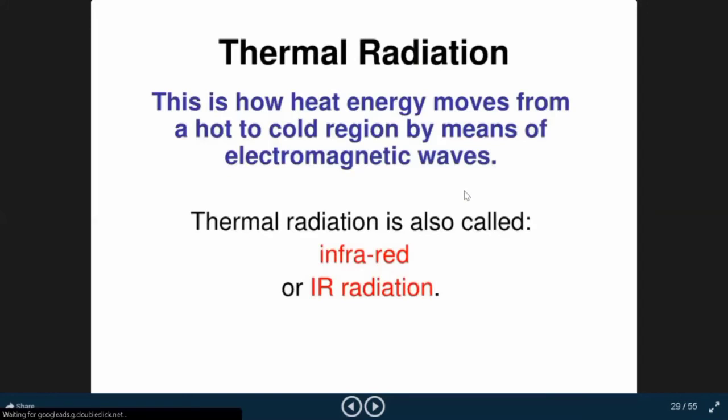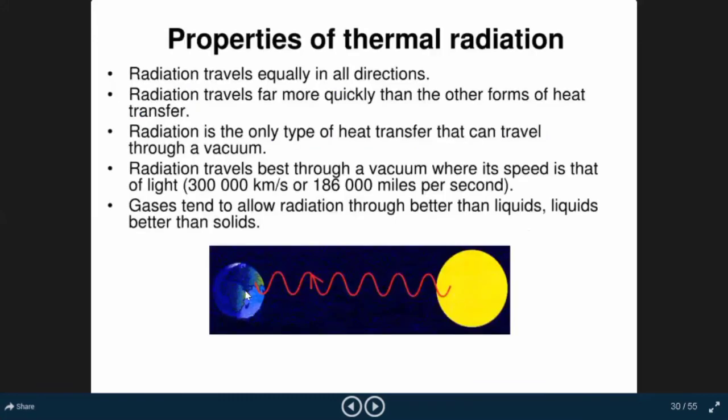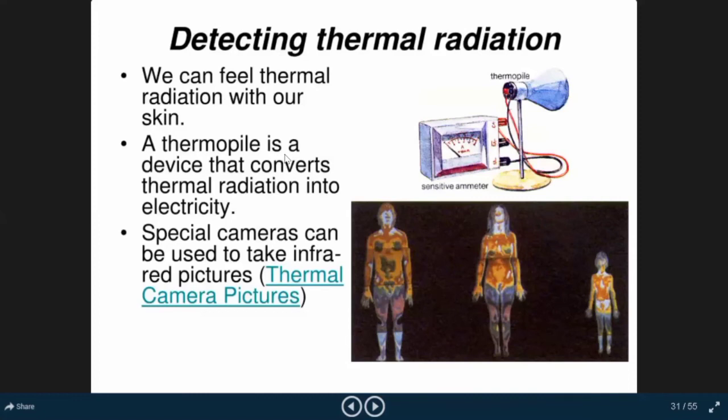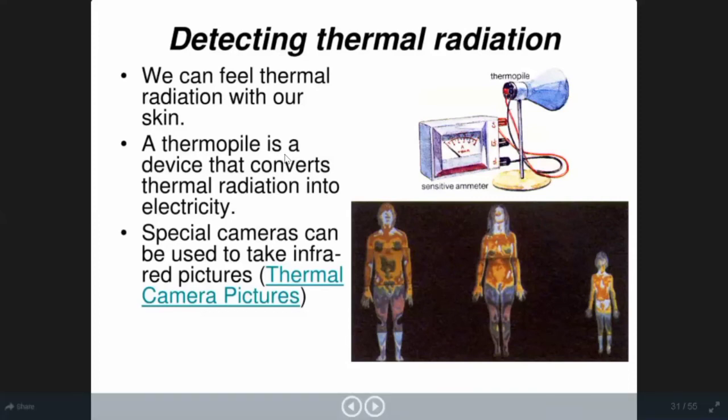Let's move on to thermal radiation, which is also called infrared or IR radiation. That happens when heat energy transfers through electromagnetic waves or electromagnetic radiation. That can take place without any medium, because electromagnetic waves do not need a medium for transfer. Hence, this is the fastest form of heat transfer. It's the only type that can travel through a vacuum, and gases will allow best radiation as compared to liquids and solids. So how can we feel thermal radiation? If we bring our hand closer to heat, we can feel that heat through radiation.